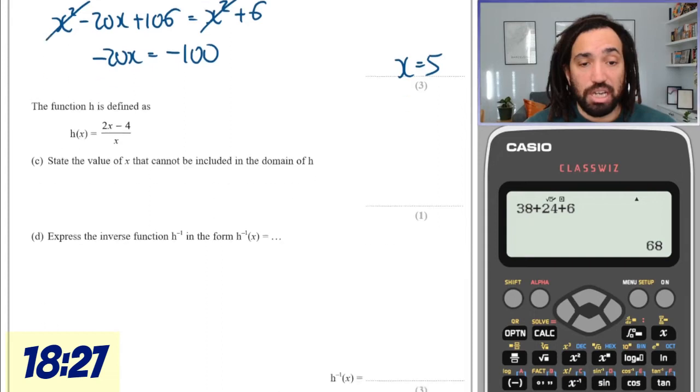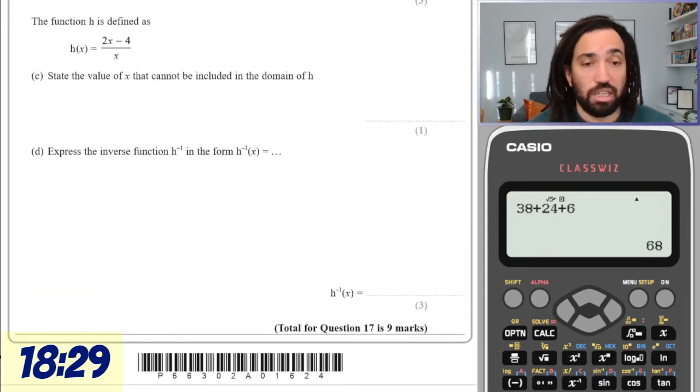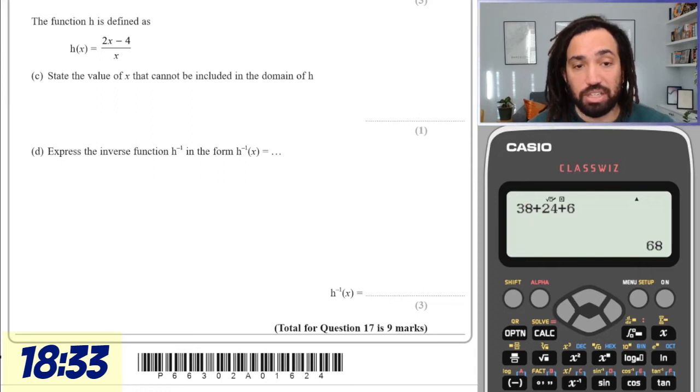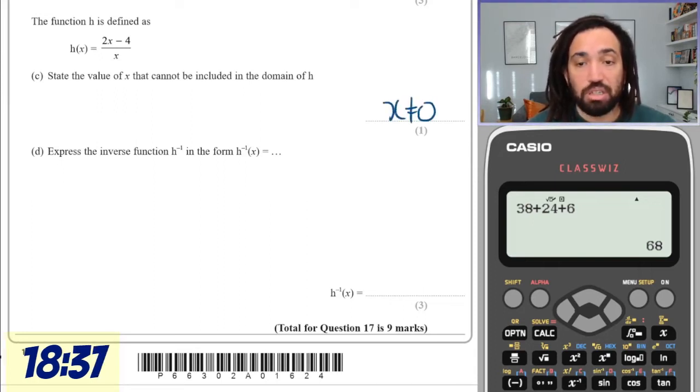Okay, the function h is defined as this. State the value of x that cannot be included in the domain of h. You can't divide by 0, so x cannot be 0.